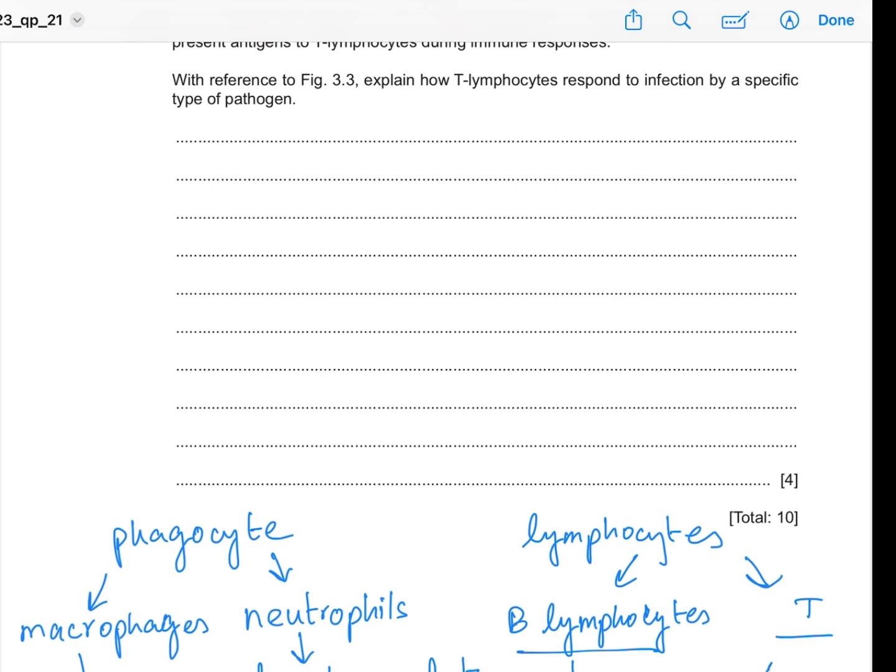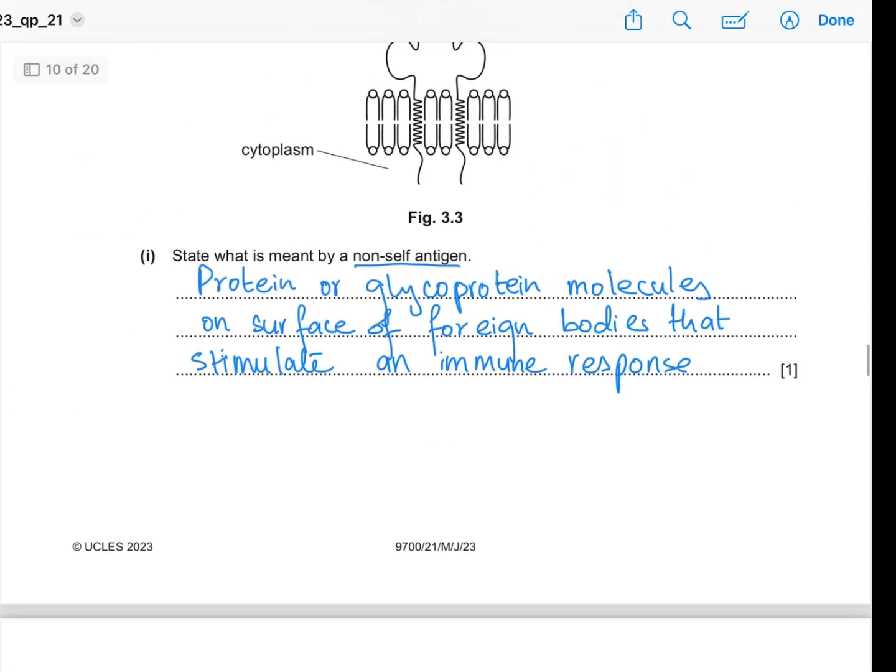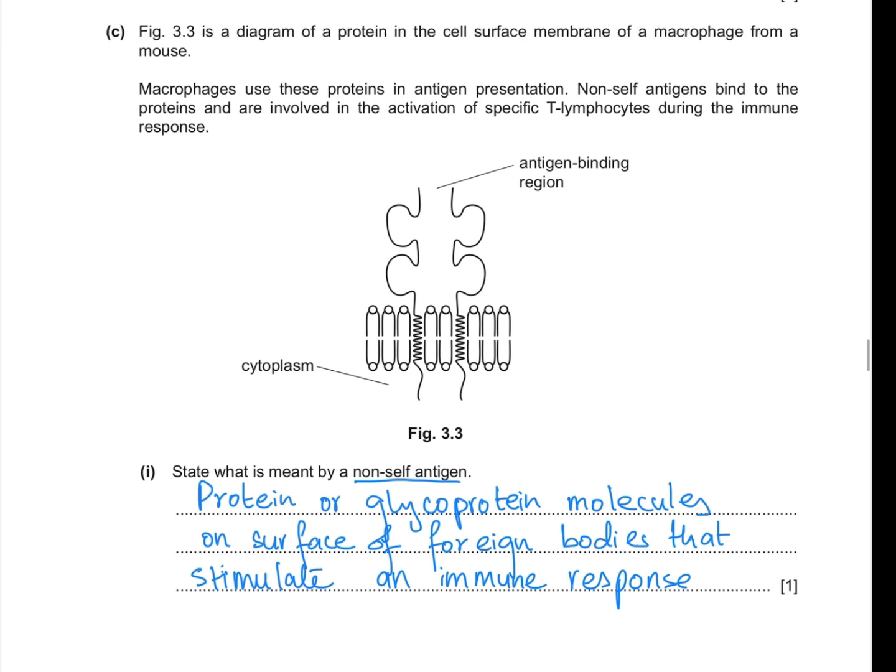So T lymphocytes, once they are formed in the bone marrow, will have receptors complementary to, so each T lymphocyte is specific to a particular antigen. What that means is they'll have receptors on the cell surface membranes which are complementary to specific antigens. When these antigens are displayed on phagocytes, T lymphocytes will bind to these antigens, which you can see over here, and these specific T lymphocytes will then undergo clonal expansion.